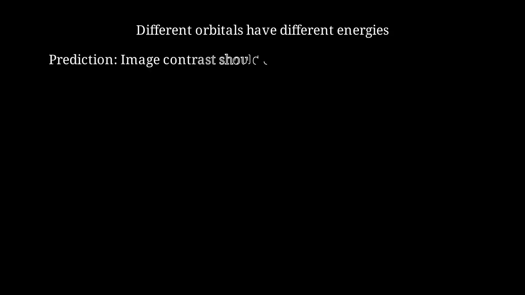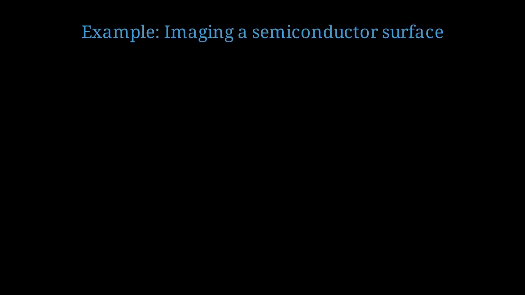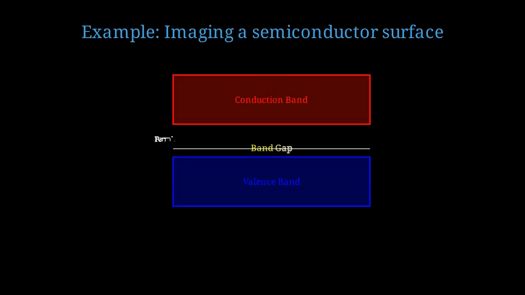Here's the prediction. If we truly understand that the STM measures the local density of states, then features in the image should change dramatically when we vary the bias voltage, even on the same surface. Let's consider a specific example. Imaging a semiconductor surface. Semiconductors have a band gap, so there are no states at the Fermi energy. A semiconductor has filled valence band states below the Fermi level and empty conduction band states above. The Fermi level sits in the gap where there are no states.